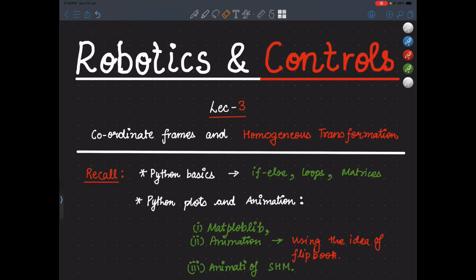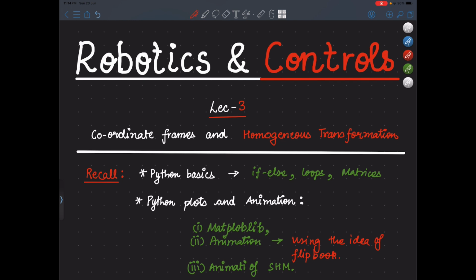So we'll discuss in detail the motivation of this lecture, and also we'll derive how coordinate frames transformation can be written in terms of matrix multiplications and what are homogeneous transformations. But before that, let's just recall what we did in our previous lectures.